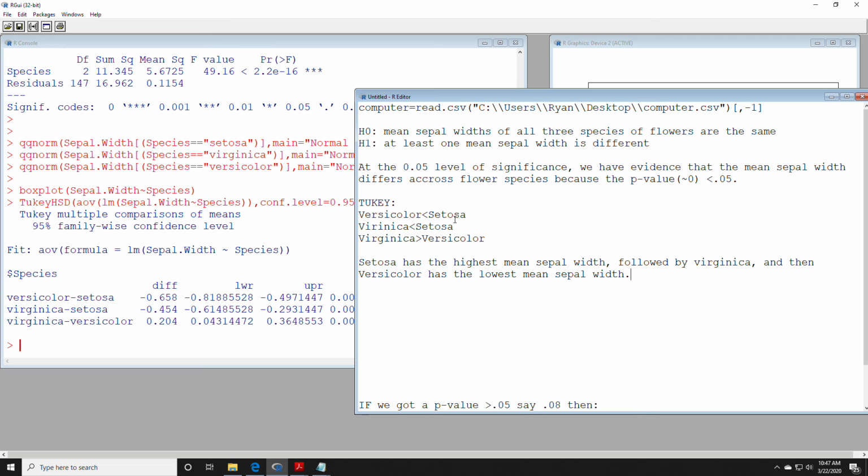Let's just assume, right, if we had these two, that would tell us from those two that setosa has the highest mean, but if, say, this last one included 0, maybe this was negative 0.04 to 0.36, that would tell us that we cannot determine a difference between virginica and versicolor, but based on the first two we know setosa has the highest mean. So again, it just depends which confidence intervals include 0 and which don't.